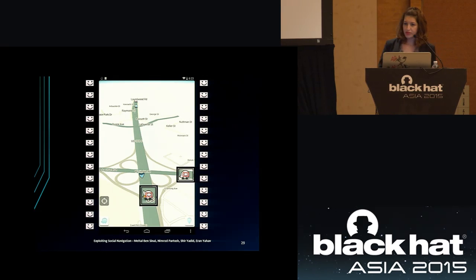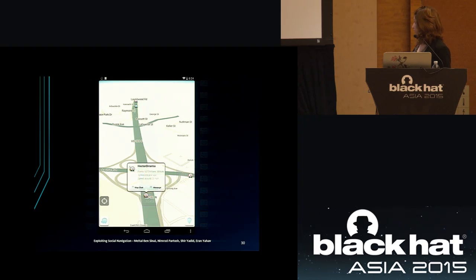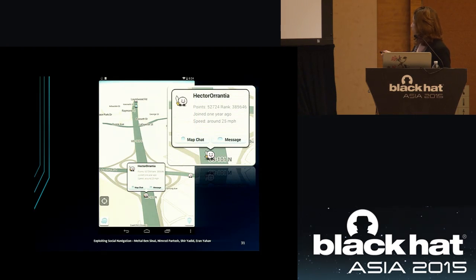Now that we have their position, we can press on them, and then a pop-up appears. Again, I'll zoom in. You can see the username, points, rank, and the time they joined the app. The speed is not so accurate, so we're not using it. But there is a problem, and the problem is that we don't know in advance where the pop-up will appear.